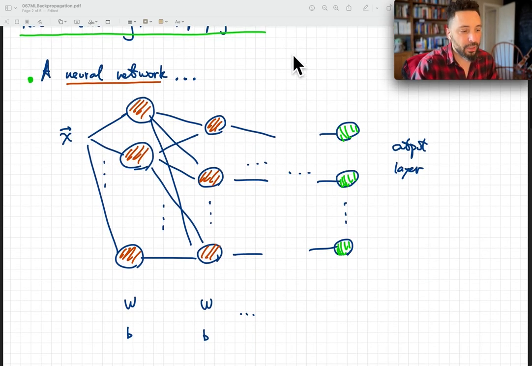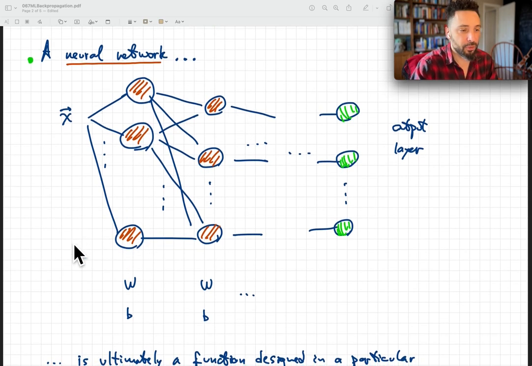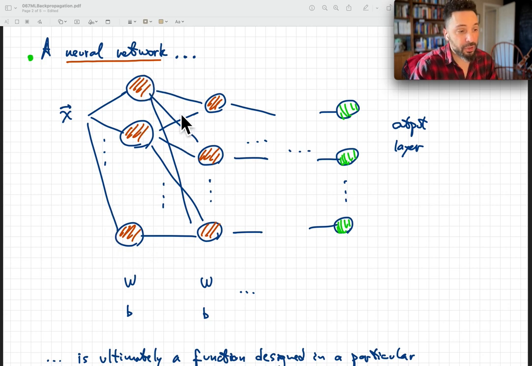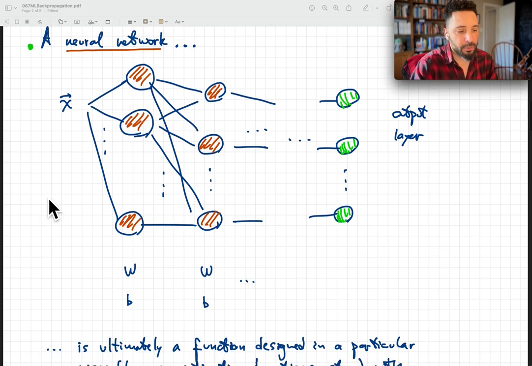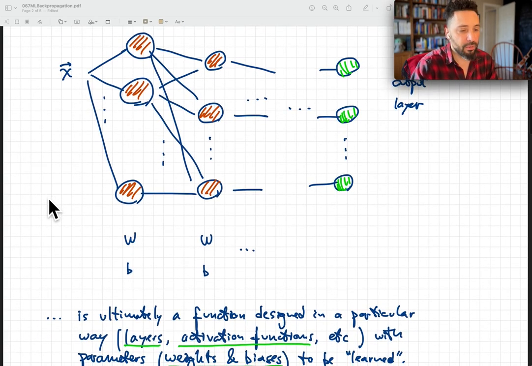So a neural network basically is a kind of function where there's an input, it goes through a series of layers of neurons, of artificial neurons, and the information is fed forward all the way to what we call an output layer, and then you have the output of the function. And this is what we call a typical feed-forward neural network. And ultimately, like I was saying, it's a function that is designed in a particular way.